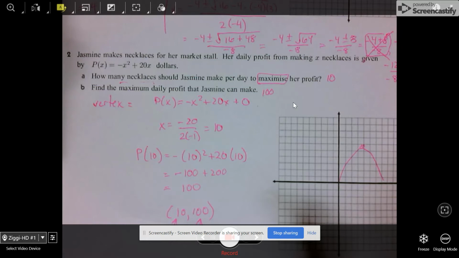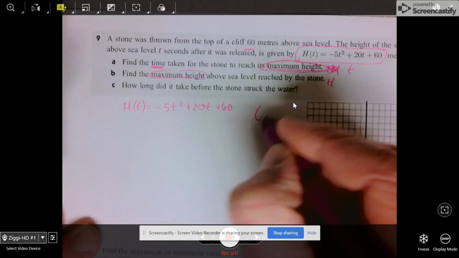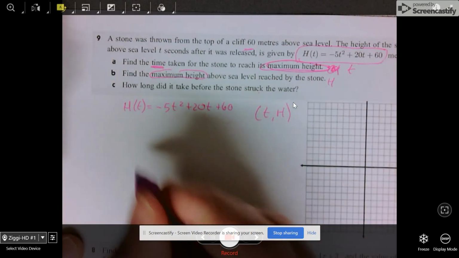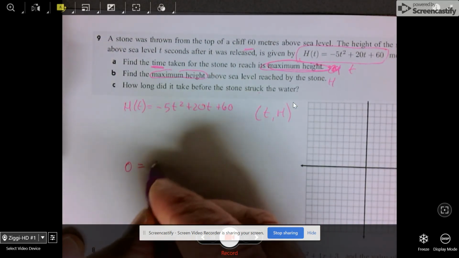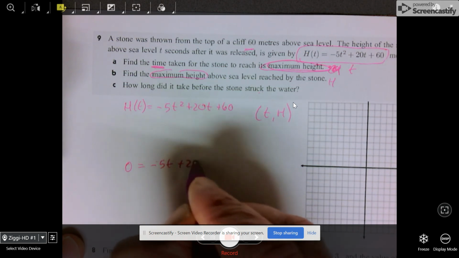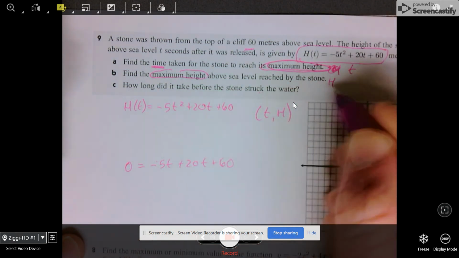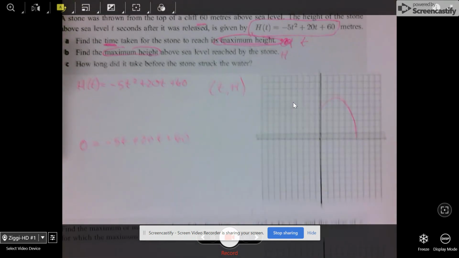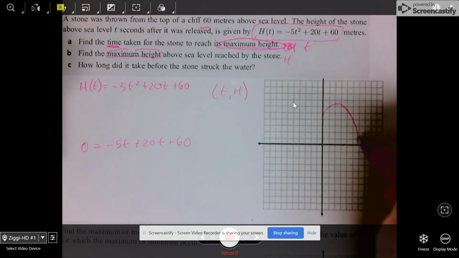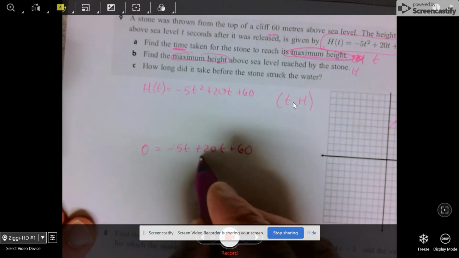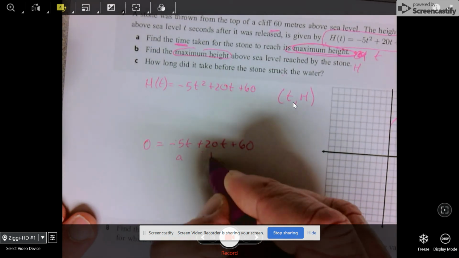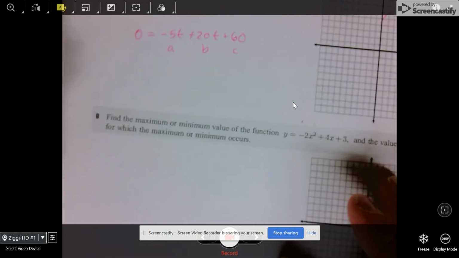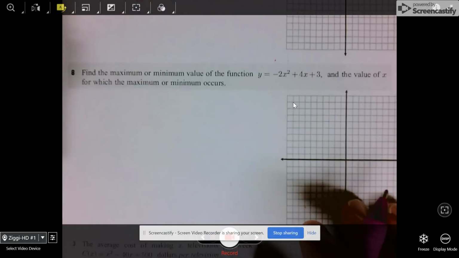Number 8, find the maximum or minimum value of the function and the value of x for which it occurs. So again, find the vertex. In this case, it's x and y. And the place for which it occurs is x, and the actual value is y. Average cost of televisions per week. How many televisions should be made per week to minimize? So in this case, it's a minimum, but still the vertex.